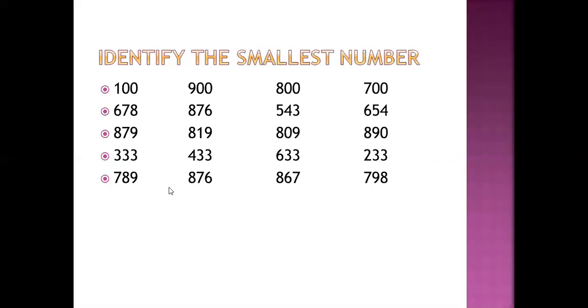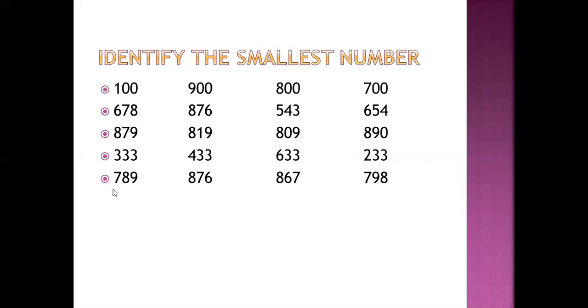The last set of this exercise, 789, 876, 867, and 798. So we've got two numbers with 7 in the hundreds place and two numbers with 8 in the hundreds place.